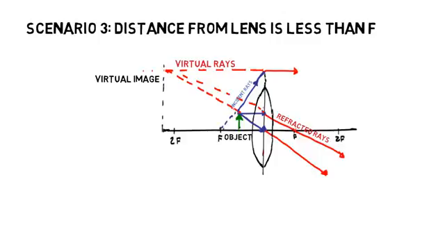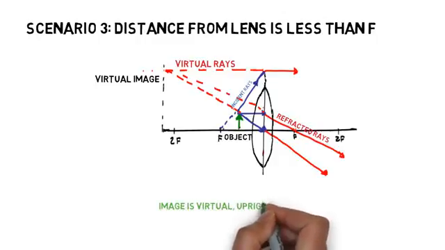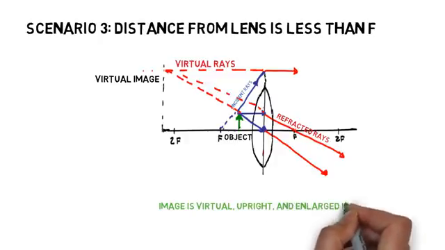So why is the image formation in this scenario different from the rest? Well, this is due to the fact that real images are formed by the intersection of refracted rays, known as converging rays, but in this scenario, as you can see, the refracted rays actually don't converge. But because we know that light travels in straight lines, we can trace back to the point where the rays actually diverge from, which is the point where the virtual image is created. So in this scenario, the image is virtual, upright, and enlarged in magnification.